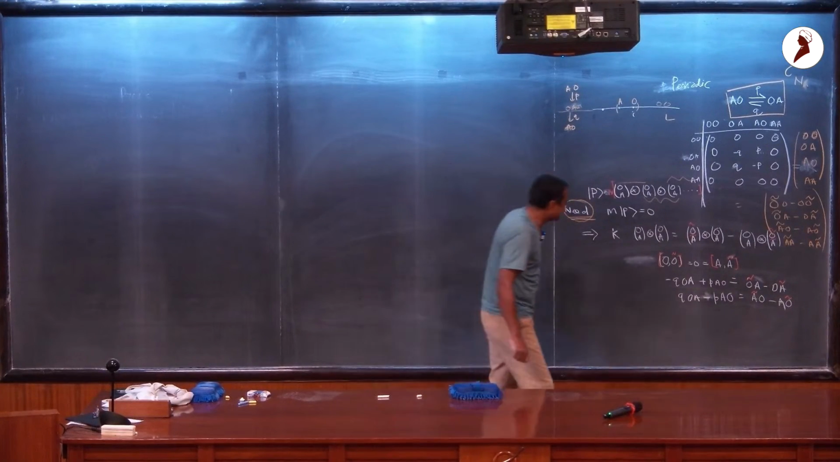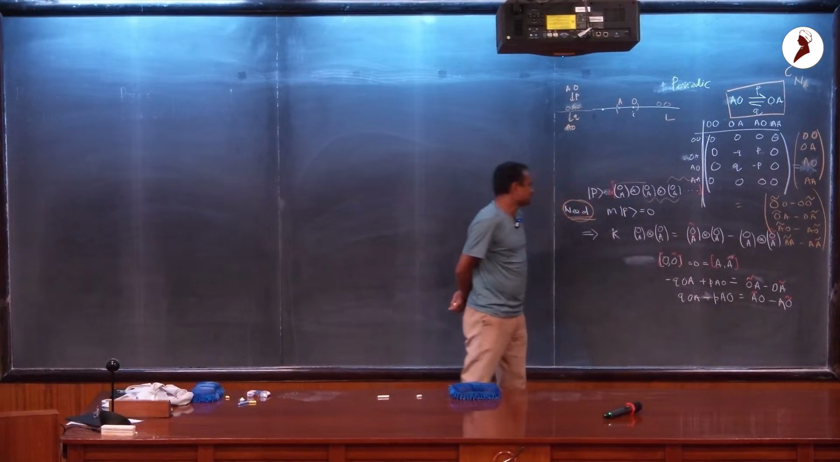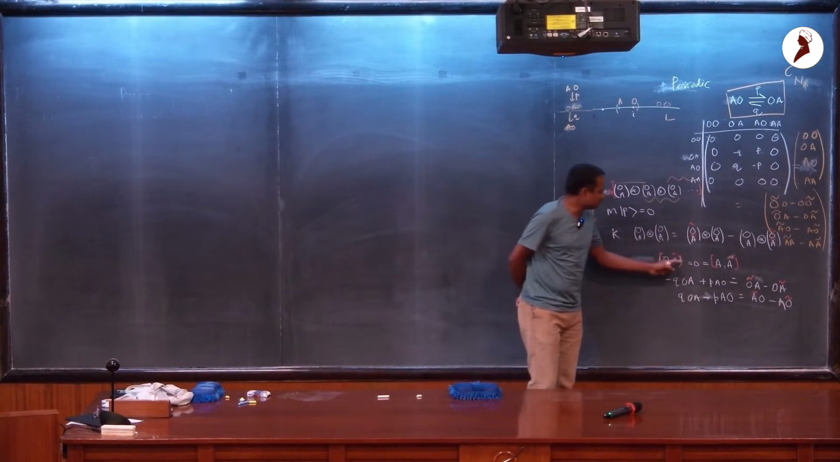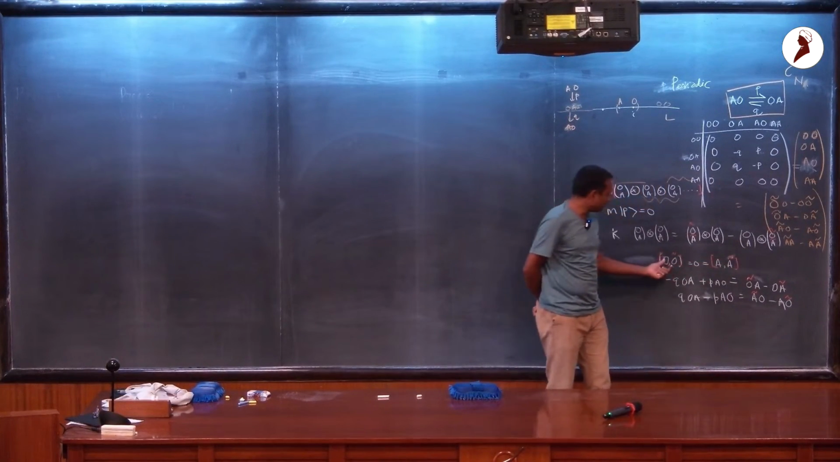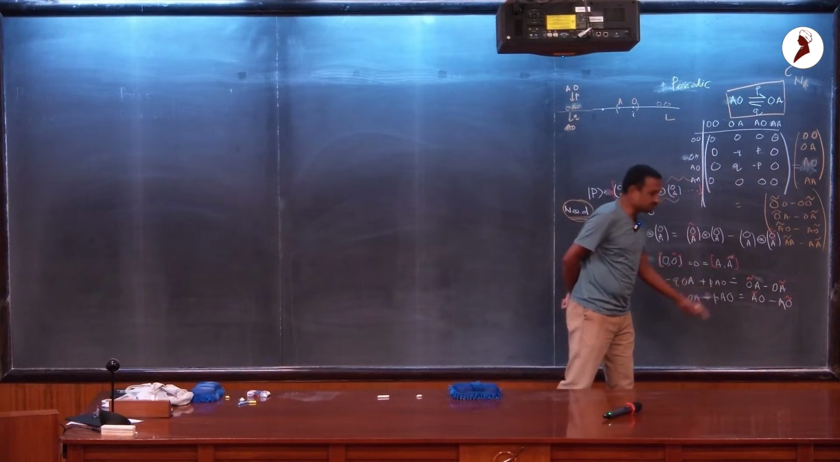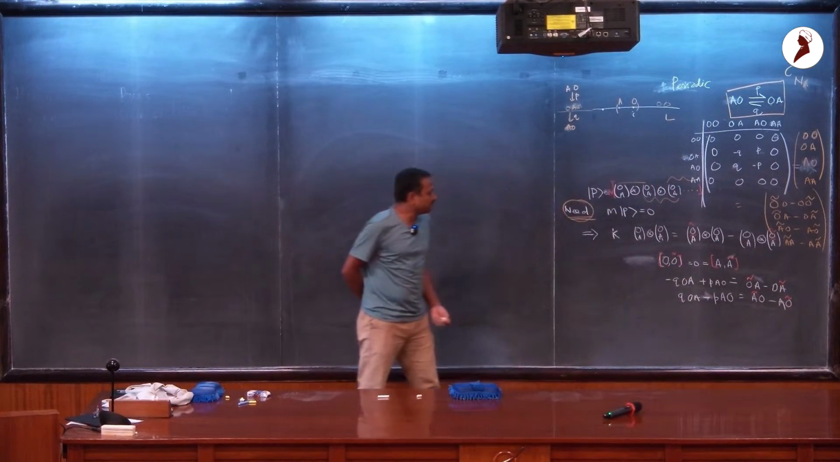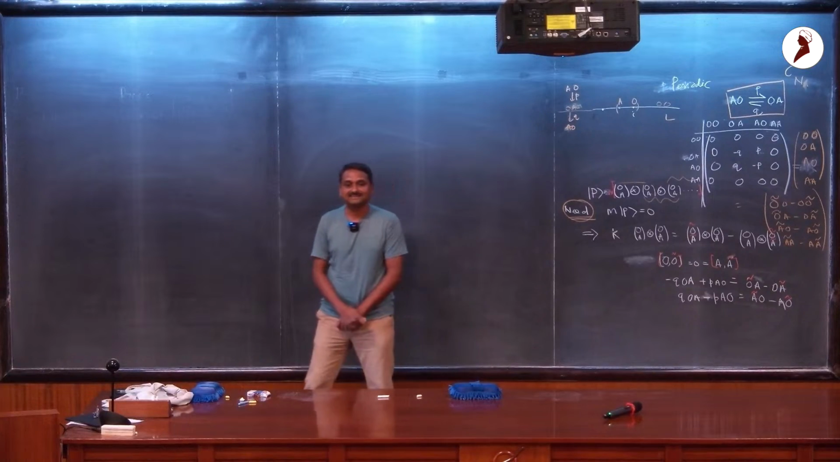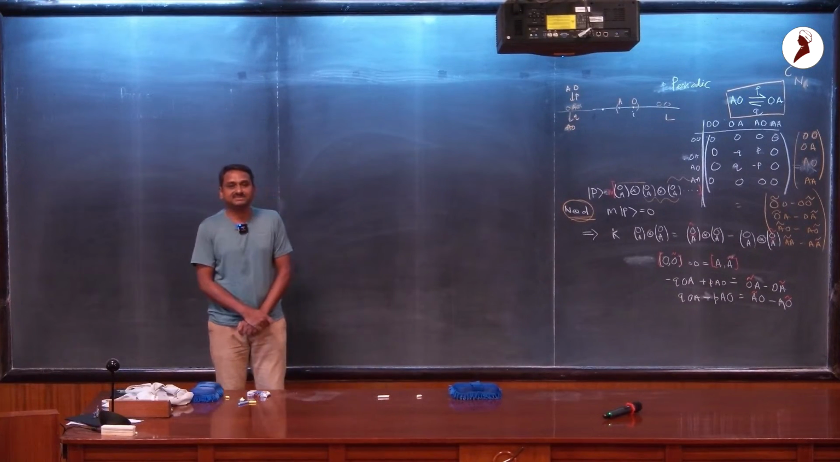So A commutes with A tilde, O commutes with O tilde, and these are the two equations, right? So what are the solutions? Has anybody tried? Yesterday we wrote these equations. Has anybody tried a solution?